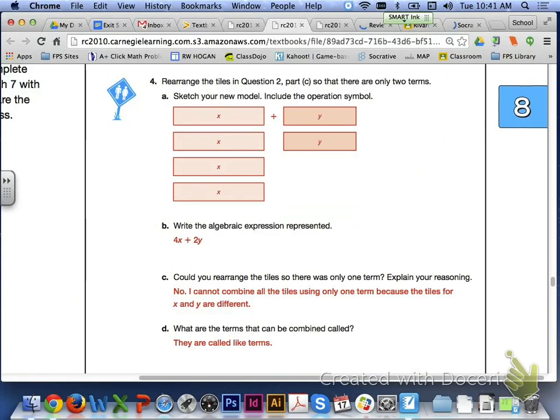If we take a look at letter A, this is what your new sketch should look like, and you can see that we combined the x's in order to have 4 of them together instead of 3 plus 1 for the x's that are represented in that algebraic expression. So then the new algebraic expression that would be represented would be 4x plus 2y. For letter C, you cannot combine all the tiles using only 1 term, because the tiles for the x and the y are different. And when we combine terms like this, we call them like terms for letter D.